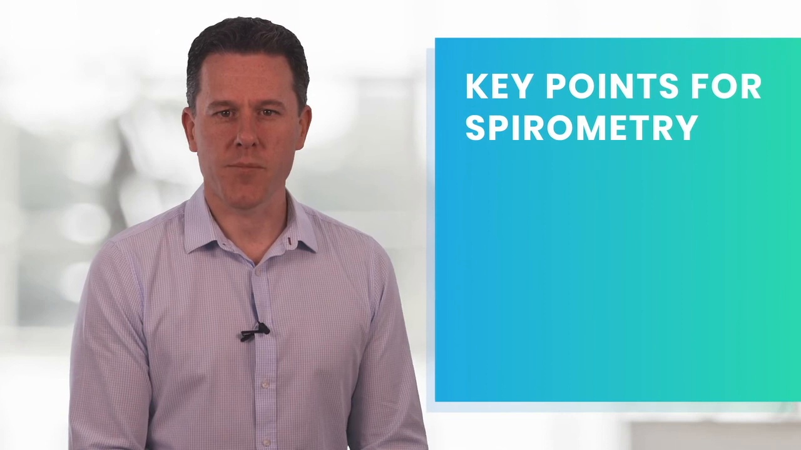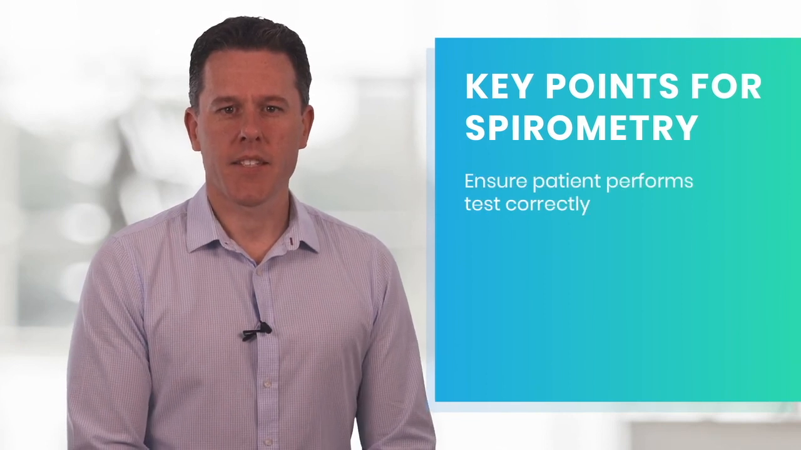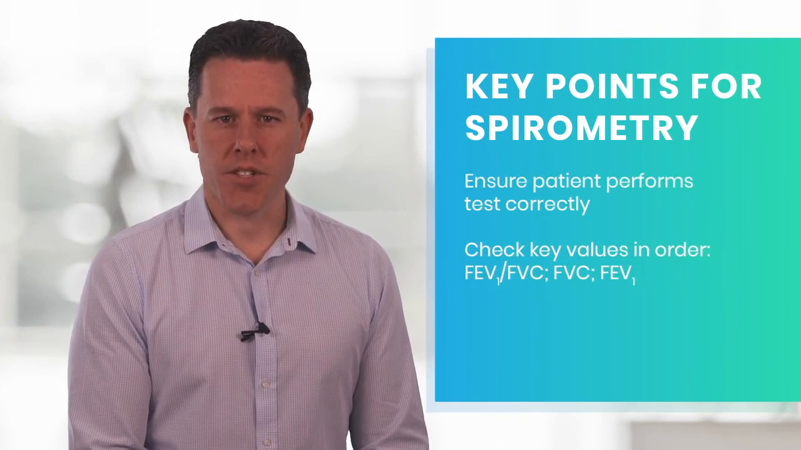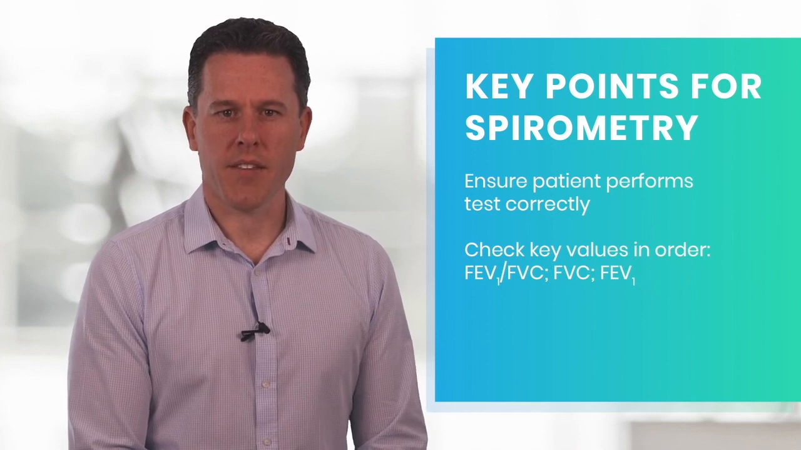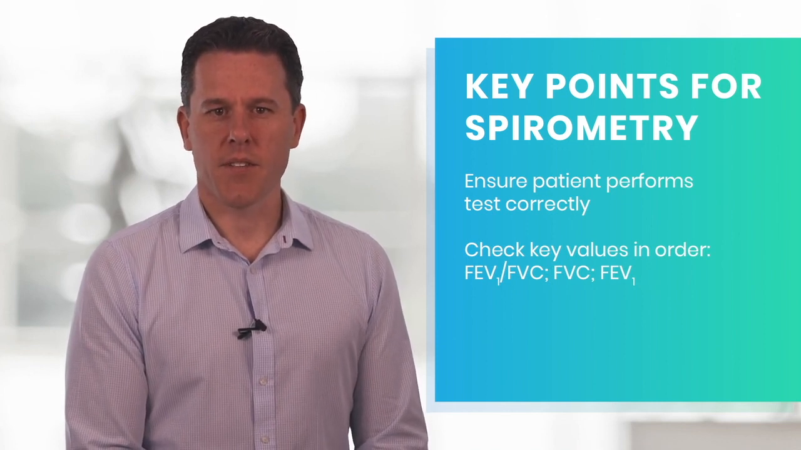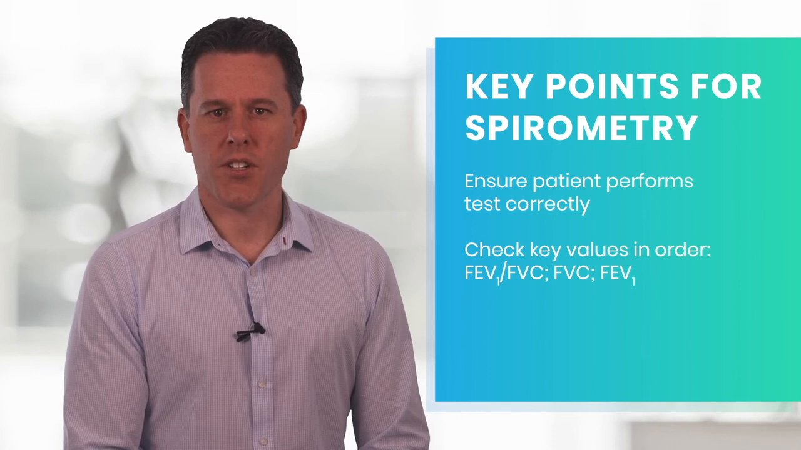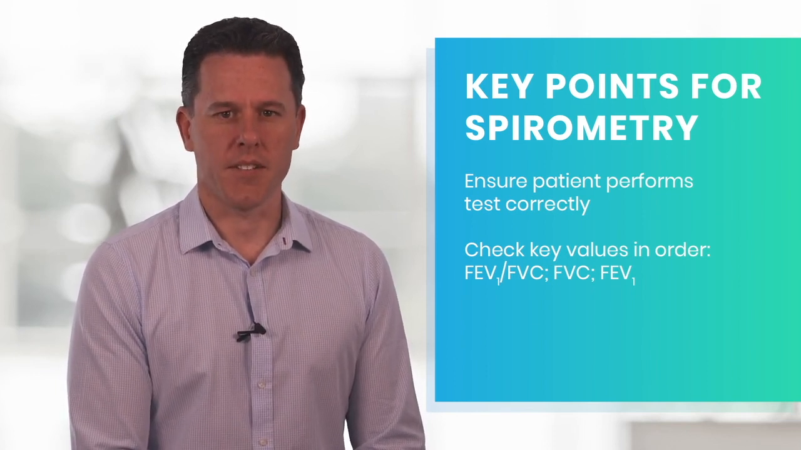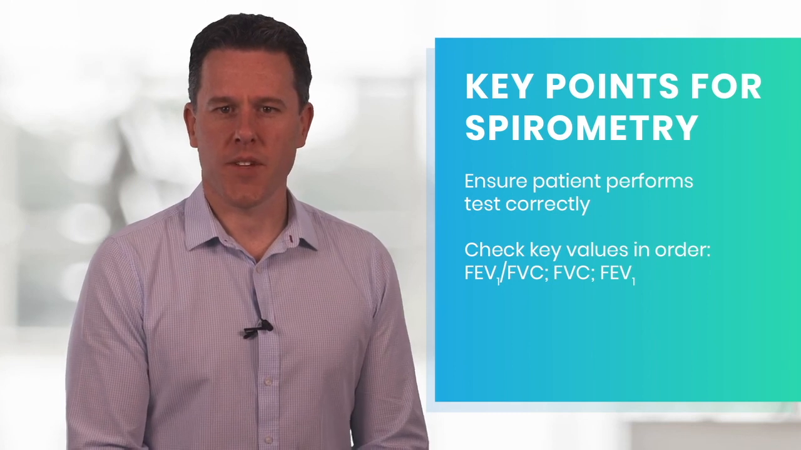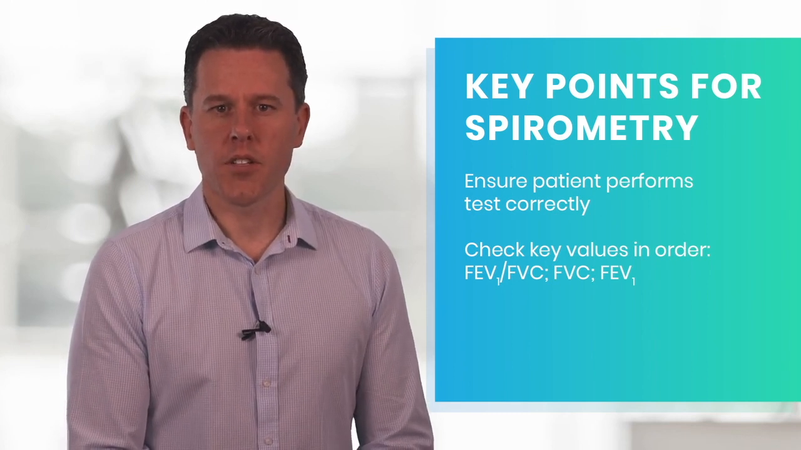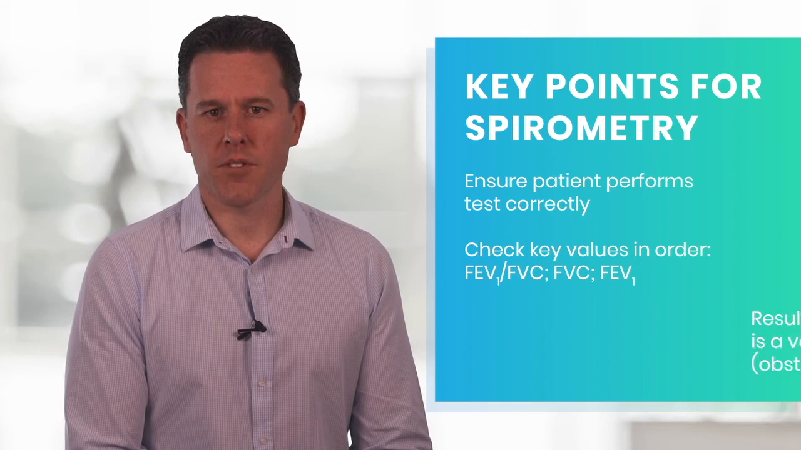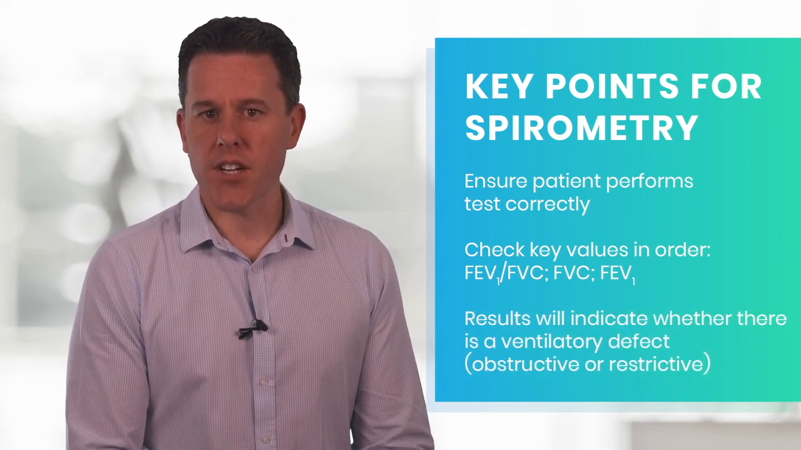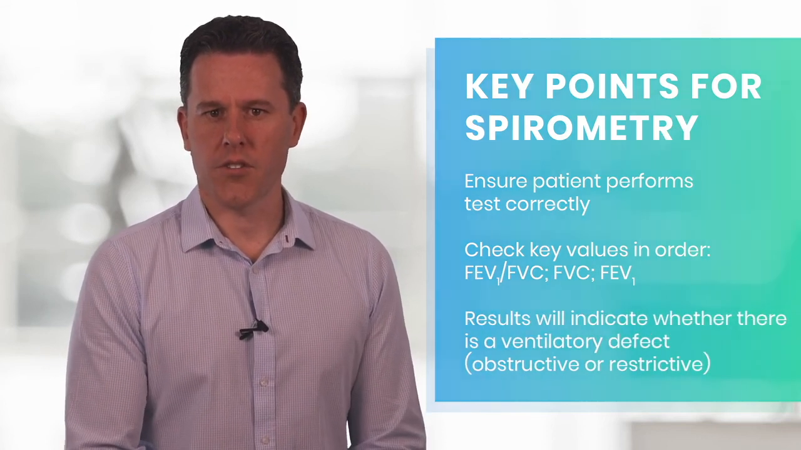So the key points with spirometry are to ensure the patient performs the test properly. There's a simple way to interpret the results by just going through a simple method, and that will give us whether there's airflow obstruction or restriction, which will help with the diagnosis, and then we can determine management. So spirometry tells us whether ventilatory function is normal or abnormal. If it's abnormal, there's either ventilatory obstruction or ventilatory restriction.